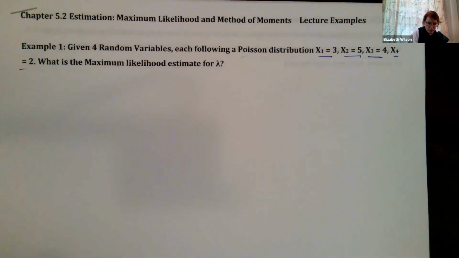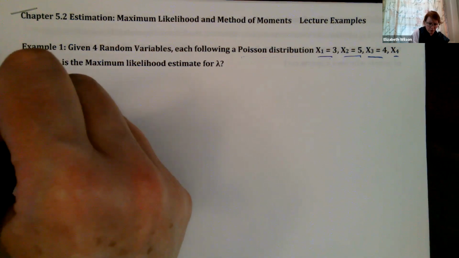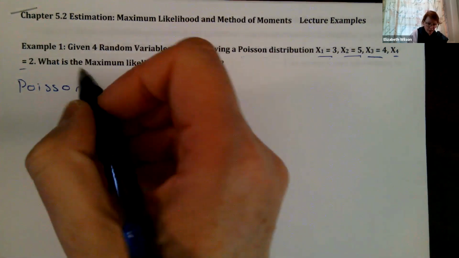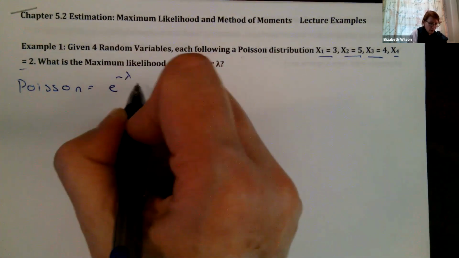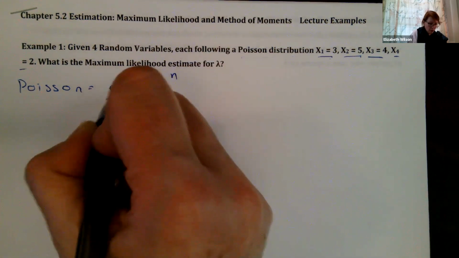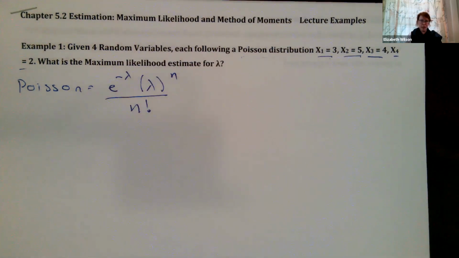So I'm going to start taking notes. Our Poisson looks something like this: e to the minus lambda times lambda raised to the n-th power, all over n factorial. Okay, that's my Poisson distribution, right? So now I need to find a maximum likelihood estimator for my lambda.